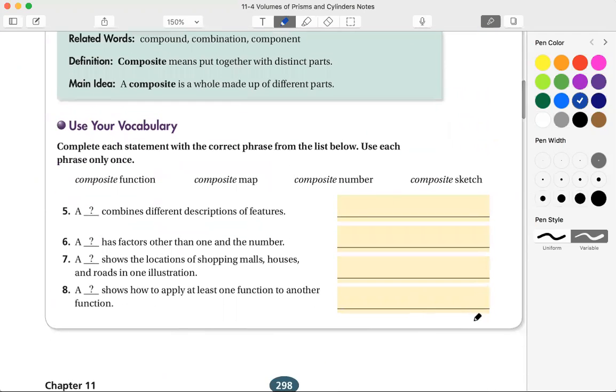All right, so let's find the following. A blank combines different descriptions of features. So a composite sketch will do that. A blank has factors other than one and a number itself. Composite number. A blank shows the locations of shopping malls, houses, and roads all in one illustration. A composite map. A blank shows how to apply at least one function to another function. A composite function.